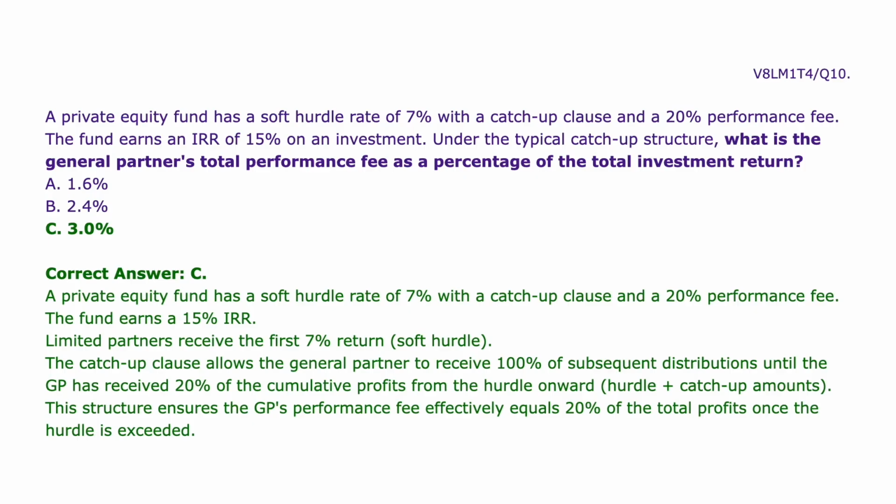If this were a hard hurdle, the manager would only get 20% of the profit above the hurdle, which is 20% of 15% minus 7%, equals 1.6%. This is option A, which is incorrect here.